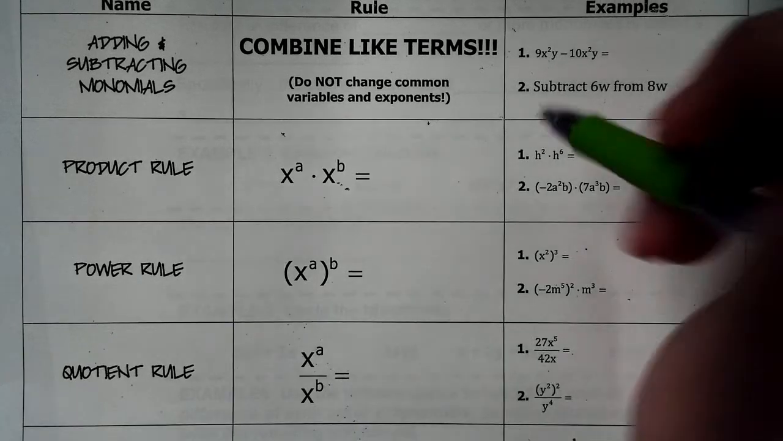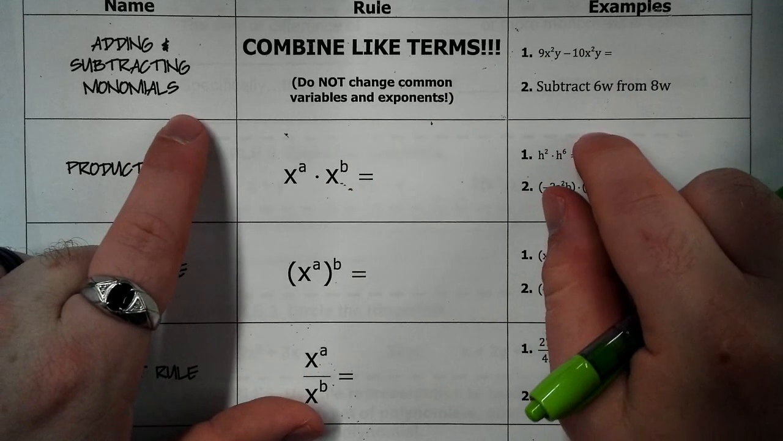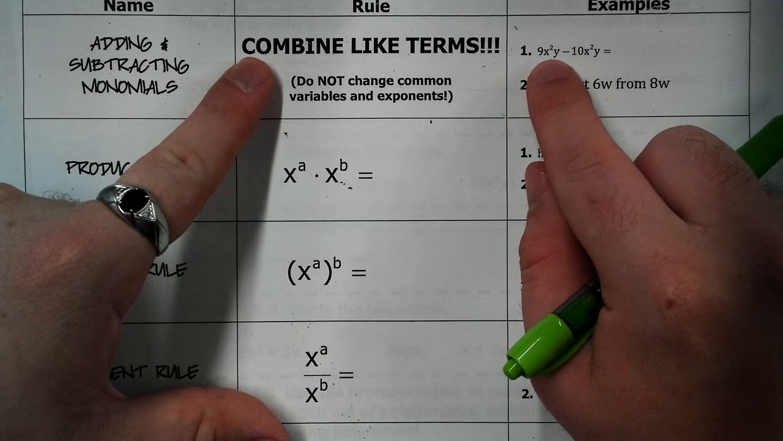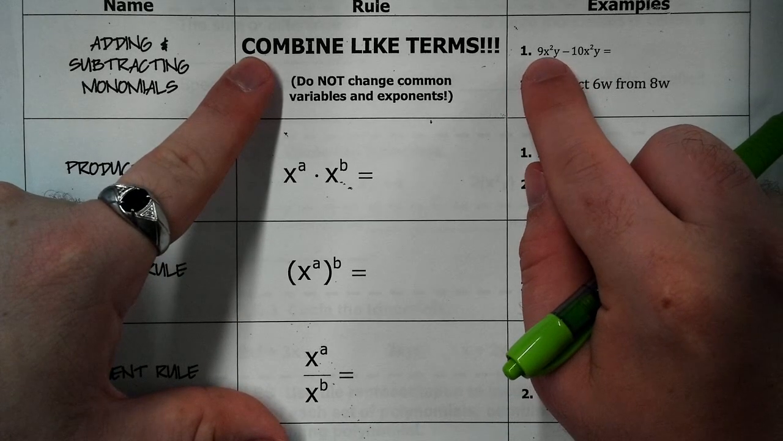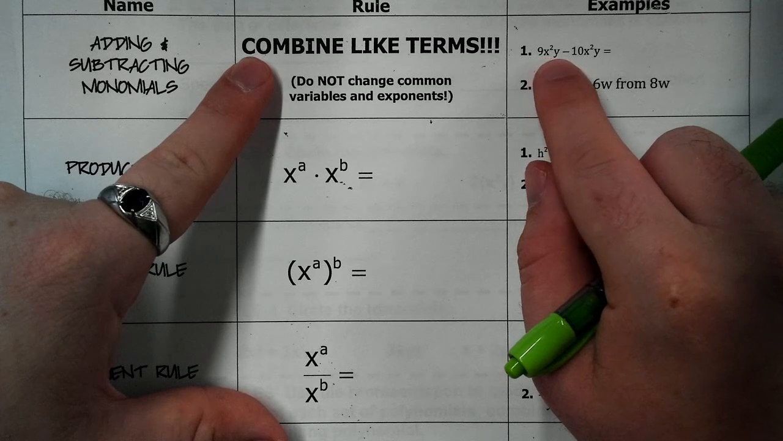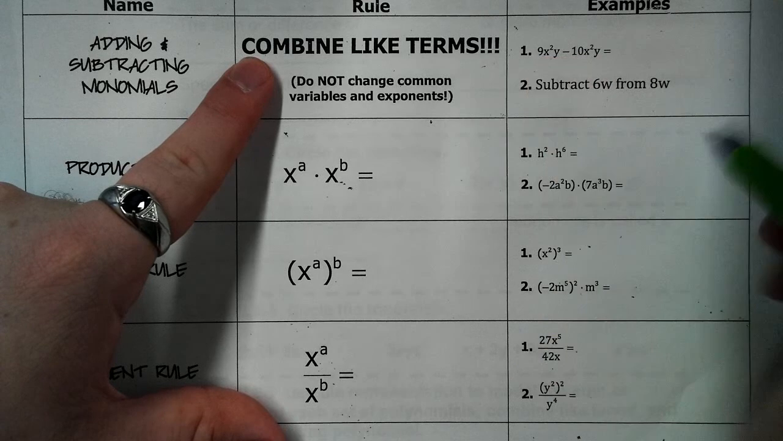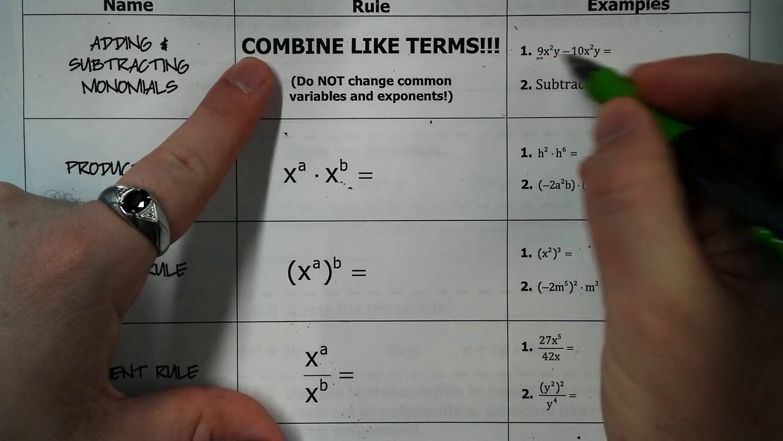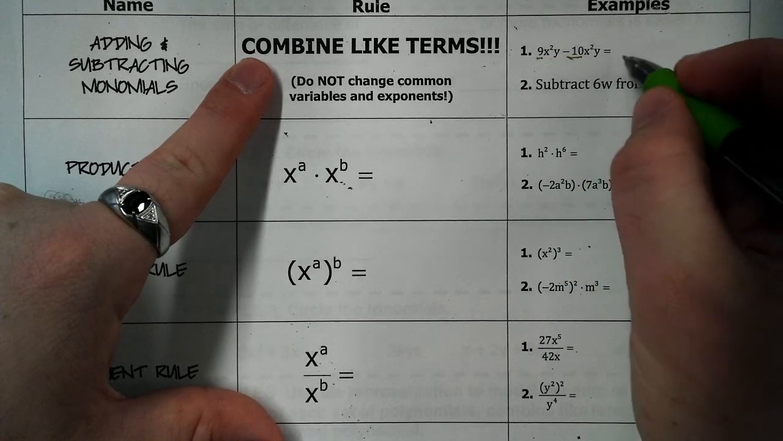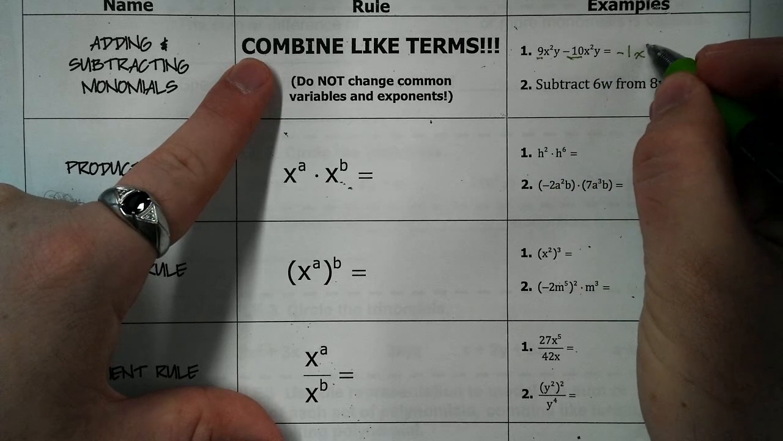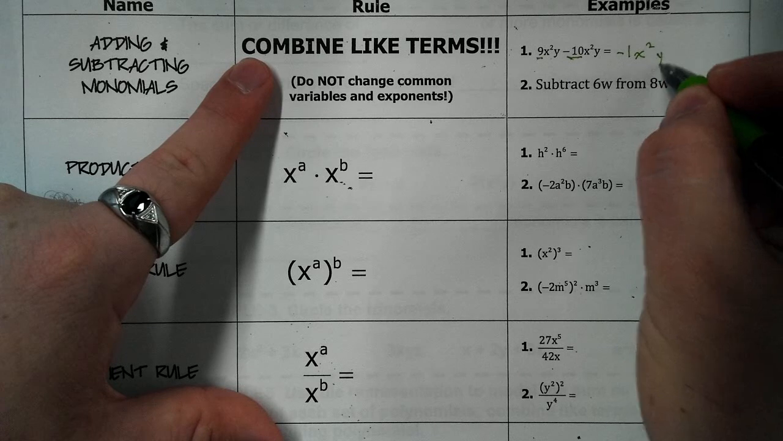All right, we'll start with this first one, adding and subtracting monomials. The first one we can only combine like terms. In number one, we've got 9x squared y minus 10x squared y. So they have the same variable and exponents, so we can subtract the coefficients. 9 minus 10 will give me negative 1. And the coefficients and variables stay the same. So x squared y.